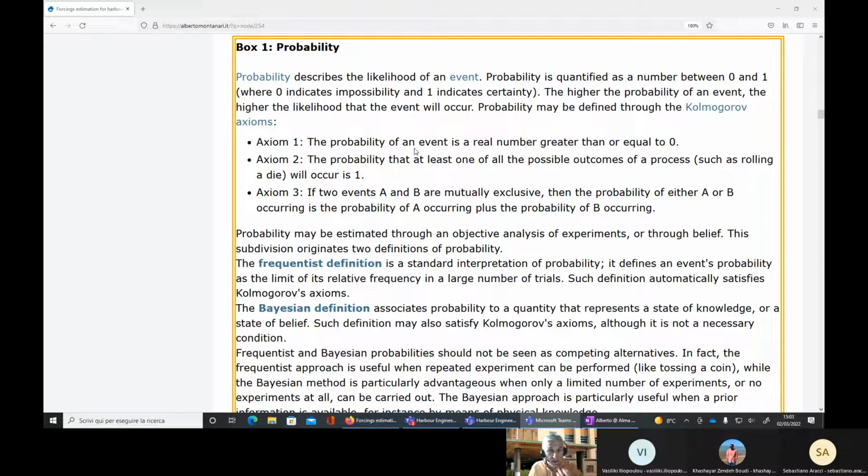So axiom 1: the probability of an event is a real number greater than or equal to 0. Axiom 2: the probability that at least one of all the possible outcomes of a process or an experiment, such as rolling a die, will occur is 1. I make an experiment, I roll a die, I toss a coin. The probability to get at least one outcome is 1. Axiom 3: if two events, A and B, are mutually exclusive, then the probability of either A or B occurring is the probability of A occurring plus the probability of B occurring. These are the three axioms.